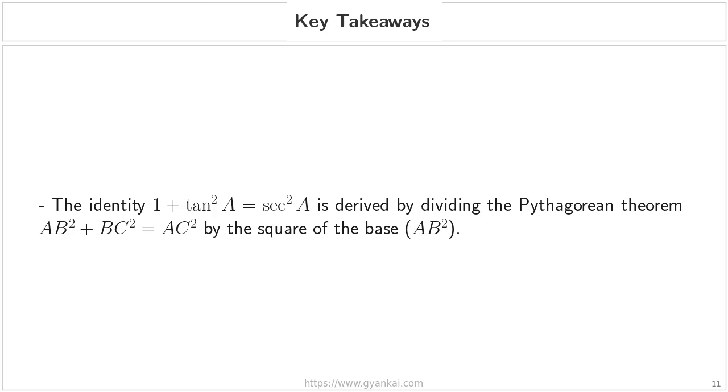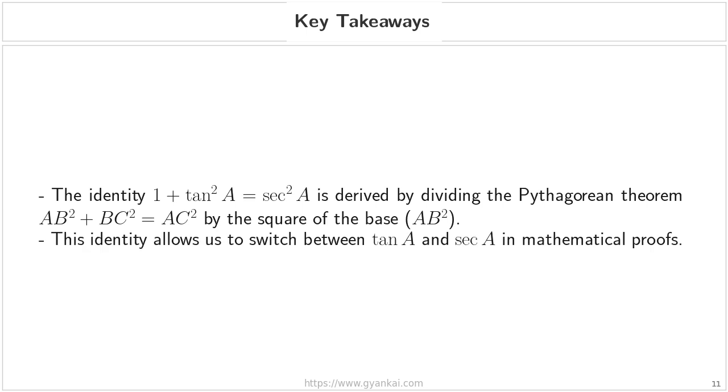Key takeaways. First, it is crucial to remember the logic we used to reach our goal. We didn't just pull this formula out of thin air. We derived the identity 1 plus tangent squared of A equals secant squared of A by taking the Pythagorean Theorem, which is AB squared plus BC squared equals AC squared, and dividing every single term by the square of the base, which is AB squared. This algebraic manipulation is what allowed us to transform side lengths into trigonometric ratios.